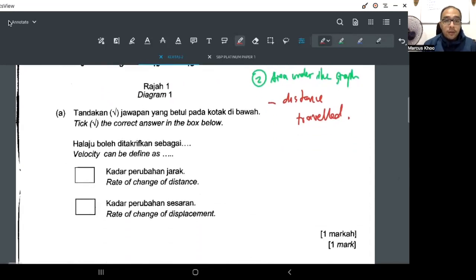Now the velocity can be defined as the rate of change of displacement. This one is speed. So be very careful with this. This is the rate of change of displacement.